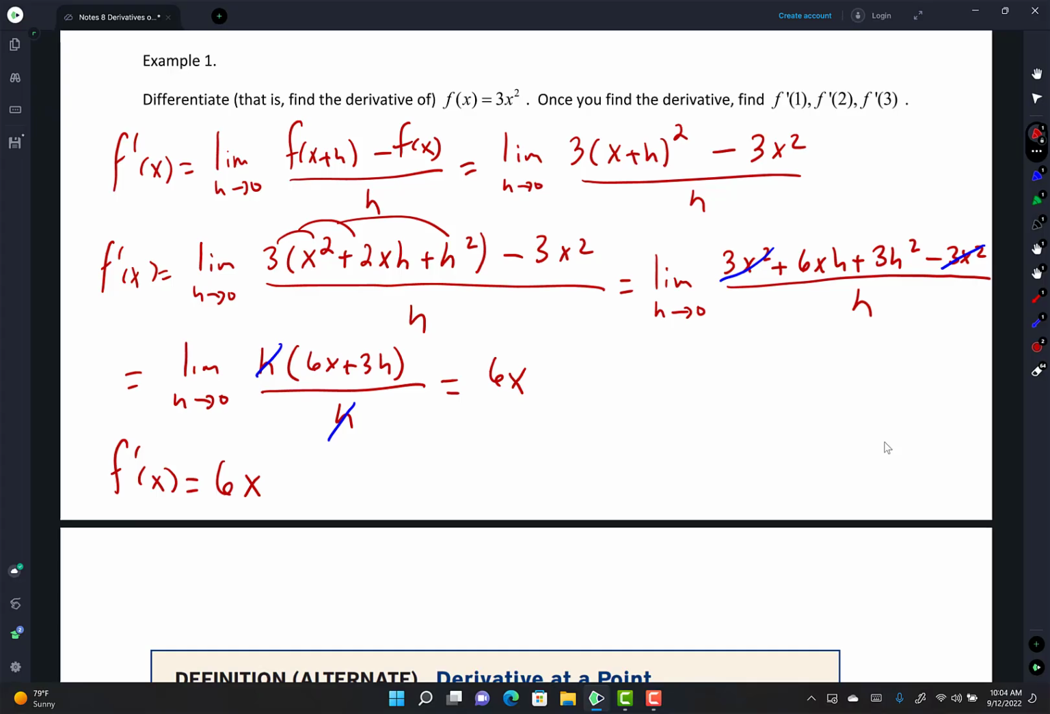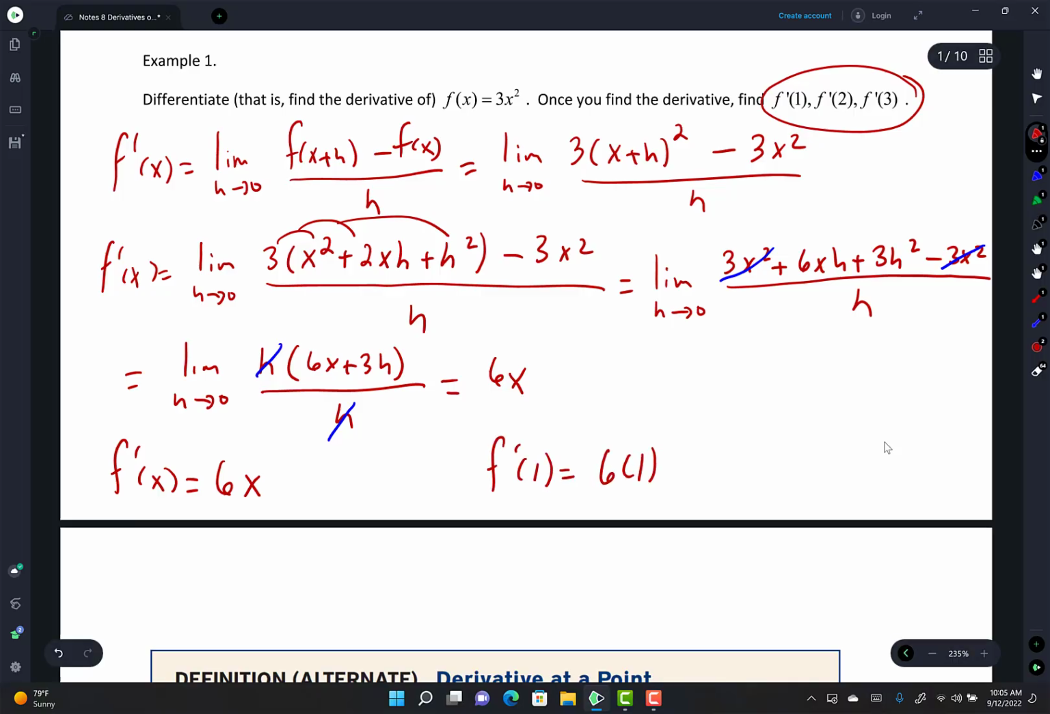Hopefully you haven't seen Khan Academy or one of those shortcuts, because then it's going to mess up the fun. But there it is. There's my derivative, and they want my derivative at those three x coordinates. So here we go. F prime of 1 is just 6 times 1, which is 6. F prime of 2 is just 6 times 2, which is 12. F prime of 3, which is 6 times 3, is 18. And that's it, guys.